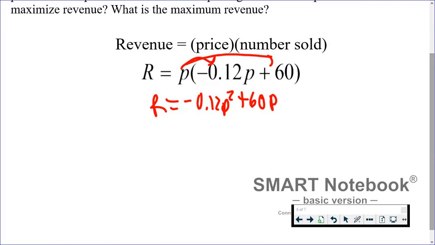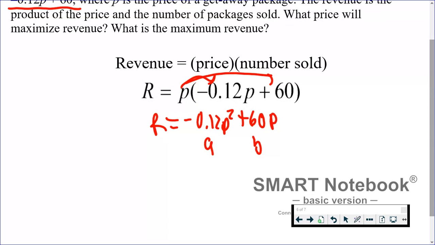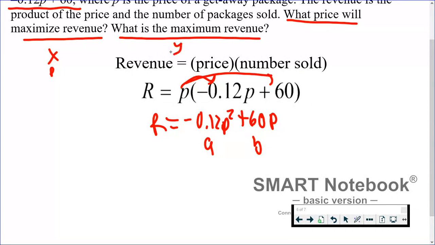All right, keep in mind that is going to be an A value. That one's the B value because it's the linear term. There is no C value here, and that's okay because I'm not going to need it to answer this question. There are two questions, right? What price will maximize revenue? That's like the x-coordinate of your vertex, or in this case, P. Just a different letter, but it's the x value that we've been working with. And then what is the maximum revenue? That's like your y coordinate of the vertex. In this case, it's the R.